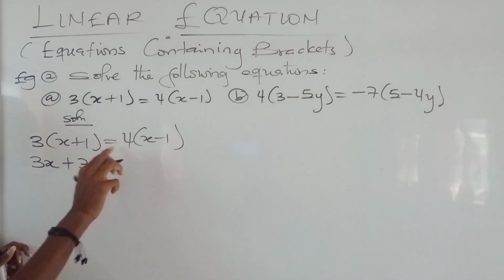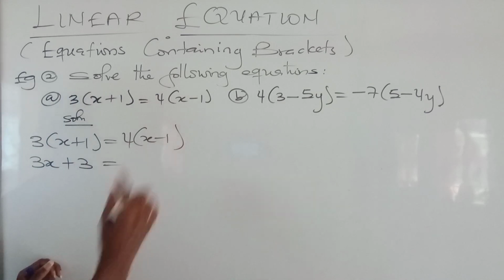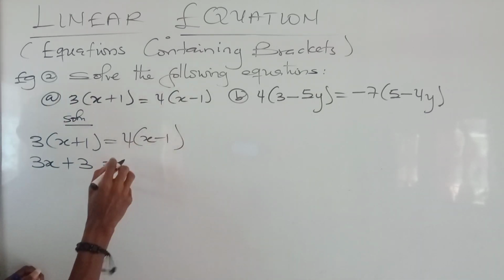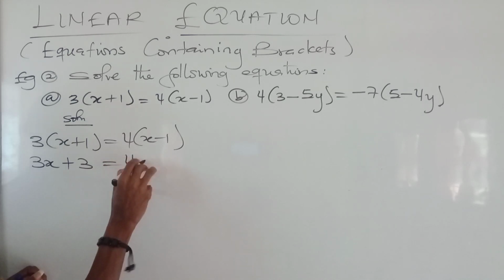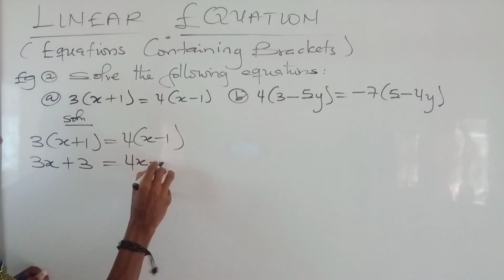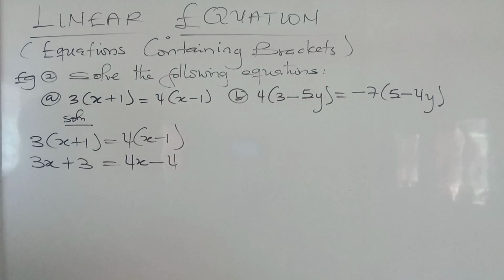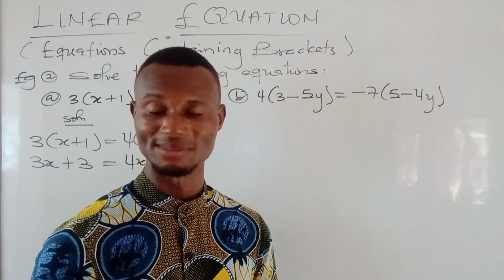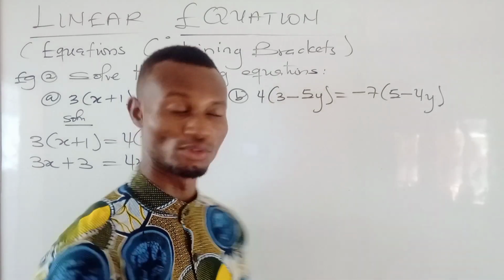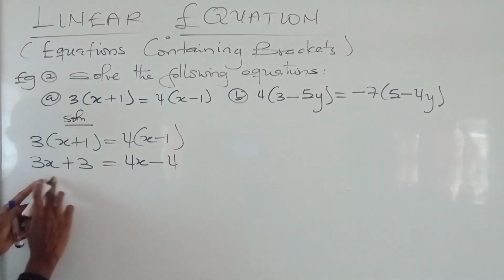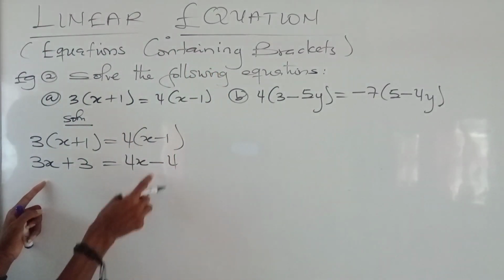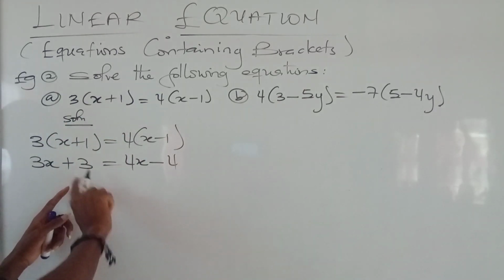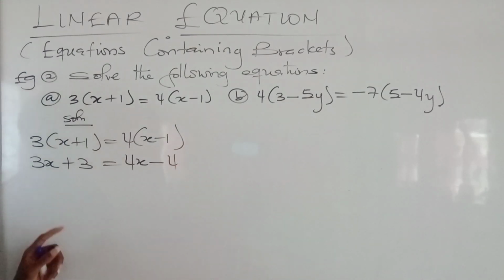Bring your equal sign, and the 4 also will open its bracket by multiplying each term in the bracket. 4 times the s gives me 4s, and 4 times the minus 1 gives me minus 4. Now we apply the grouping of like terms that we've learned. When I take this 3s, I'll let this 4s cross the equal sign to come and join it, and when I take this positive 3, I'll let it go and join the negative 4.